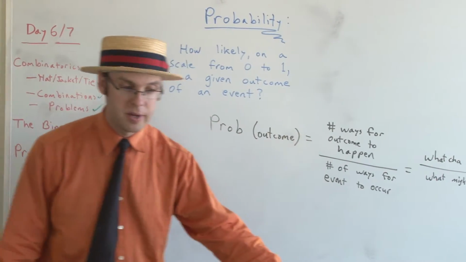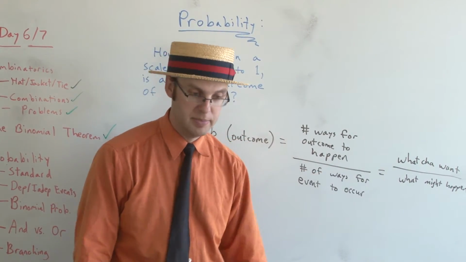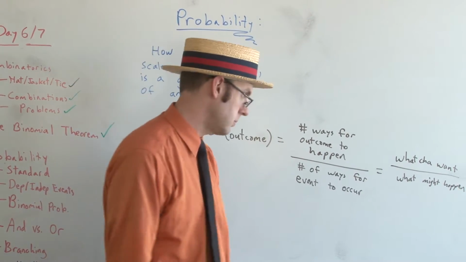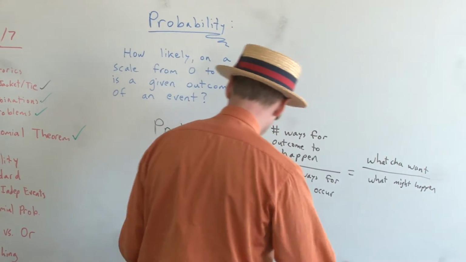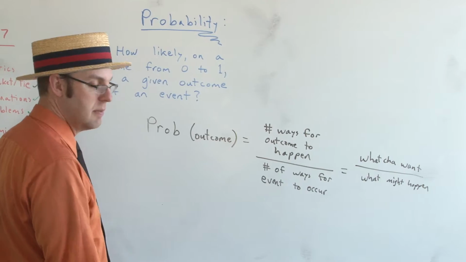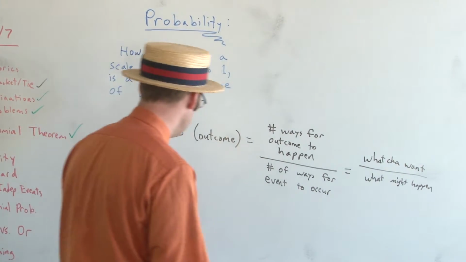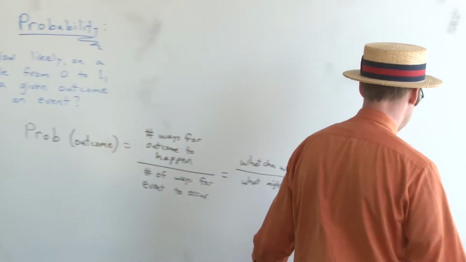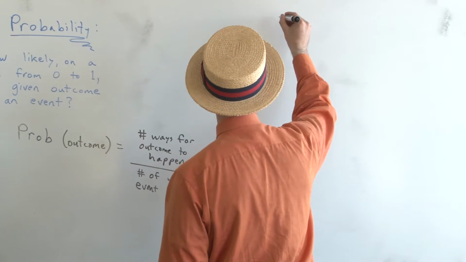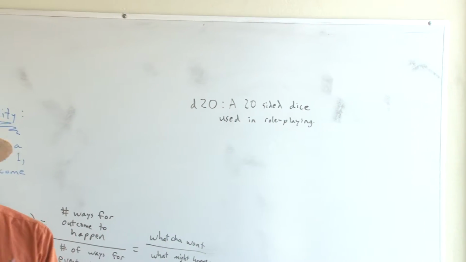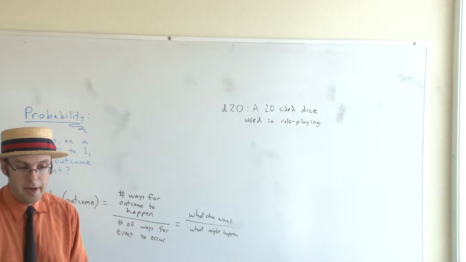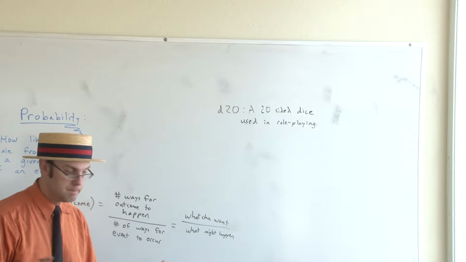The desired outcomes over the possible outcomes. So these sorts of ones are relatively normal. Let's say that you've got a D20. A D20 is a 20-sided die used in role-playing with the numbers 1 through 20 on it.